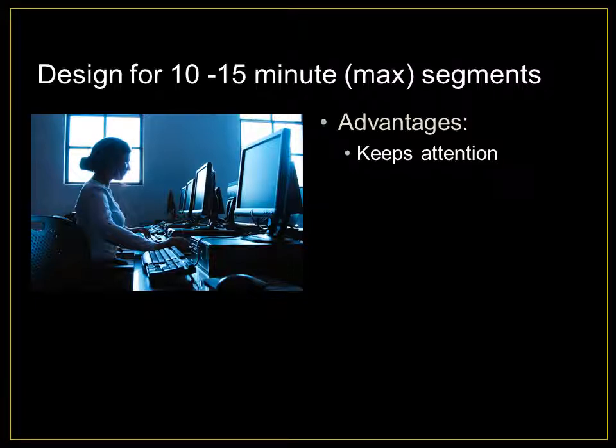Generally, students will pay attention to online lectures presented in segments that are no longer than 10 to maybe 15 minutes at a stretch, and even this can be long for certain types of information. The beauty of recording is that if you need more time, you can simply produce multiple segments.